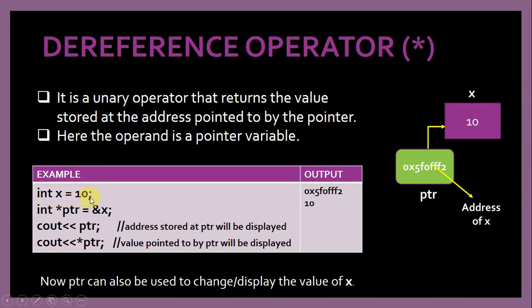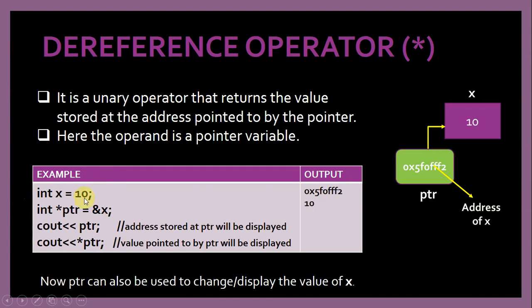Suppose int x is equal to 10. It is a normal variable which holds the value 10. Now if I say int star ptr is equal to ampersand x, it means ptr is a pointer type variable and it is a variable of type integer. If I say ampersand x, it means address of x. So it will give the address where x is stored and this address will be stored in PTR. And if I say cout PTR, the content of PTR you can see is the address of x. So if this command is given, the address of x will be displayed.